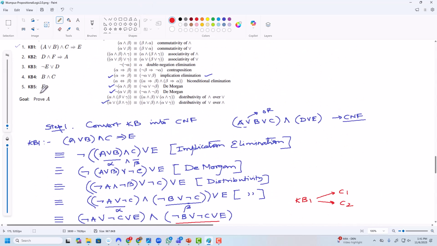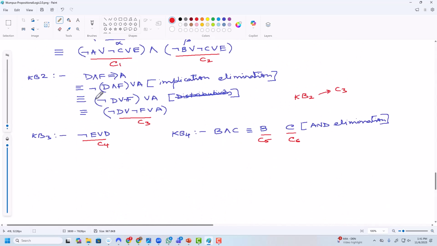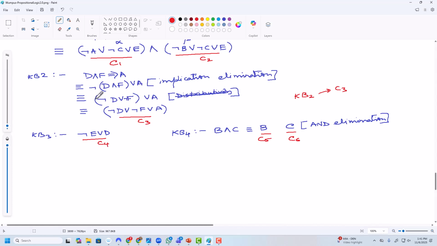So now I have one last clause, which is KB5, which is just F. So KB5 is F, and that's the last clause, which is C7. So now I have 7 clauses: 1, 2, 3, 4, 5, 6, 7. From KB4 I got 2 clauses, C5 and C6. Now we have to see how we can combine the clauses and cancel the complementary literals.